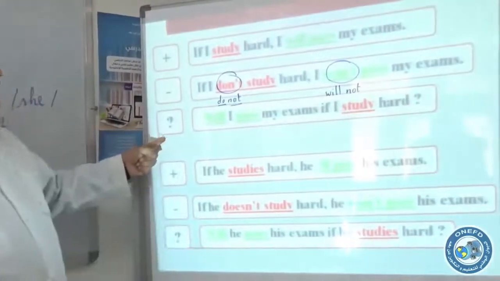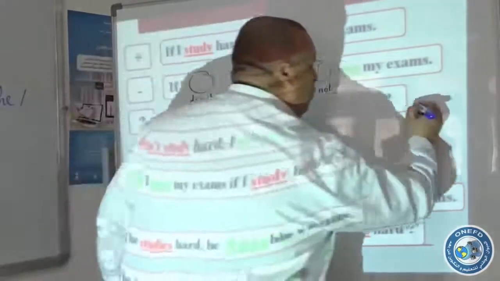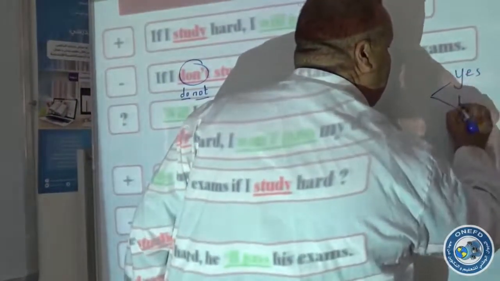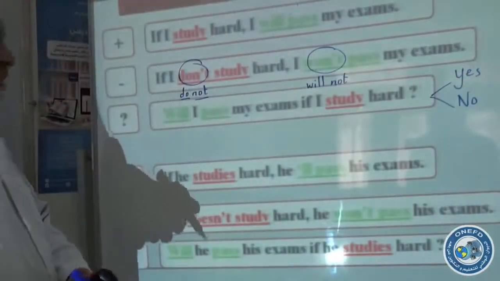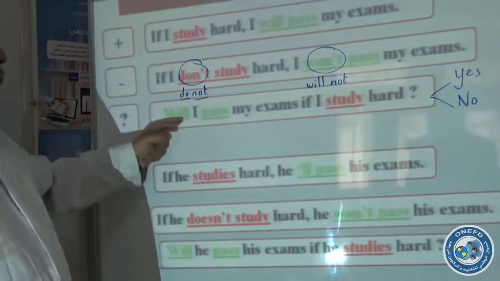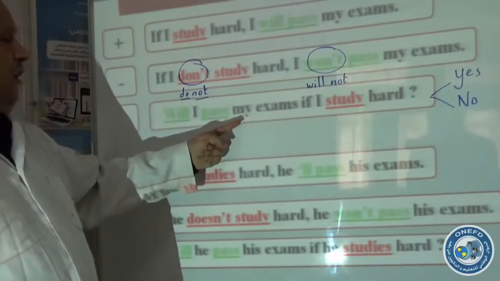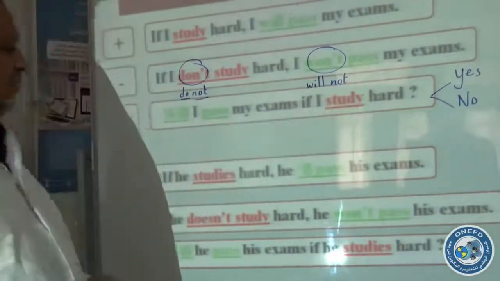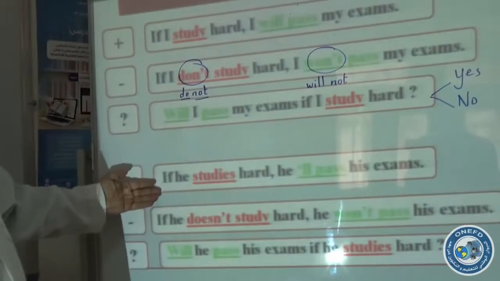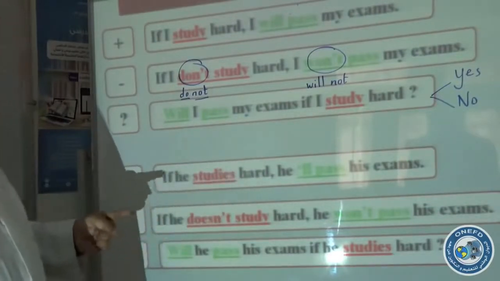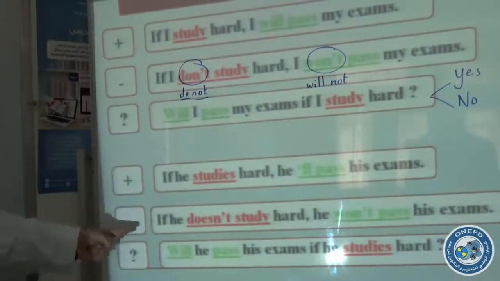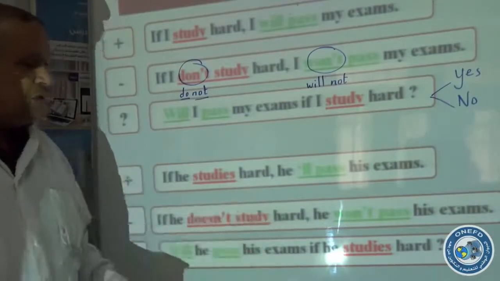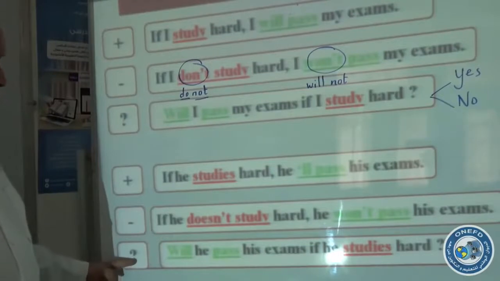And if you ask a question here, you answer by yes or no. The question will be, will I pass, will you pass, will they pass my exams, his exam, their exams, your exam, and so on, if I, you, we, they study hard. As I said again, for the third singular pronoun, it is if he studies hard, he'll pass or he will pass the exams, or his exams. For the negative sentence, if he doesn't study hard, he won't or he will not pass his exams. And for the last sentence, which is the interrogative form, will he pass his exams if he studies hard? And the answer is, of course, yes or no.